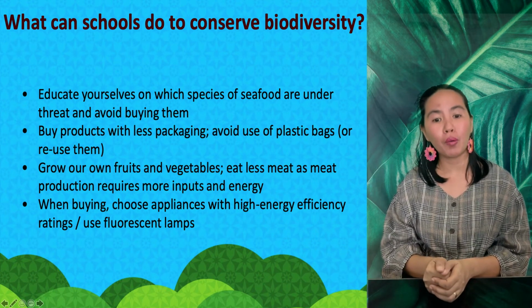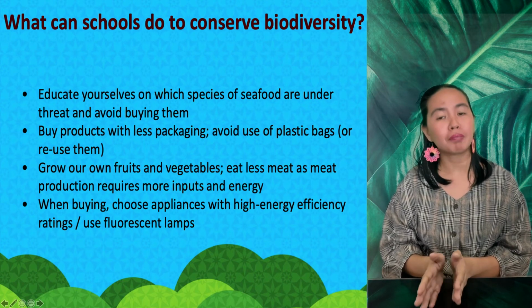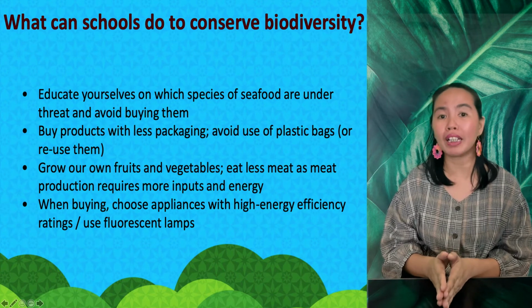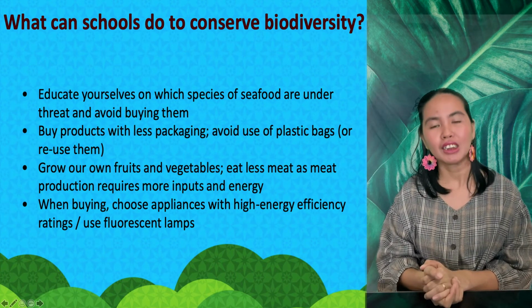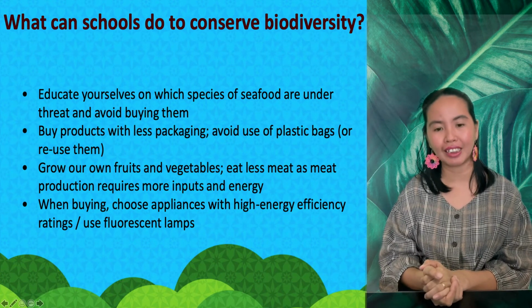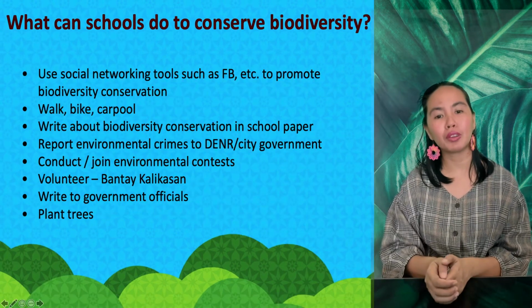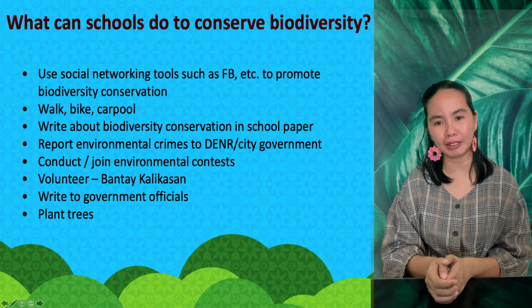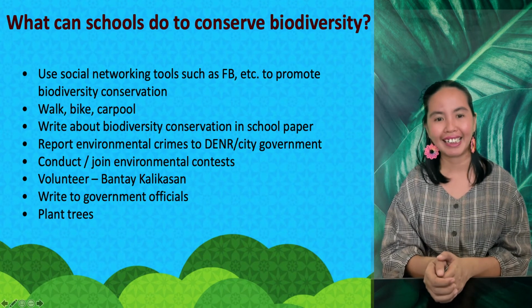Grow our own fruits and vegetables. Eat less meat as meat production requires more inputs and energy. When buying, choose appliances with high energy efficiency ratings or use fluorescent lamps. Use social networking tools such as Facebook, etc. to promote biodiversity conservation. Walk, bike, carpool.